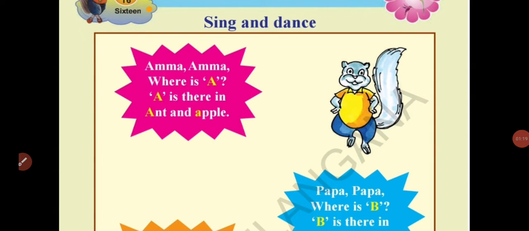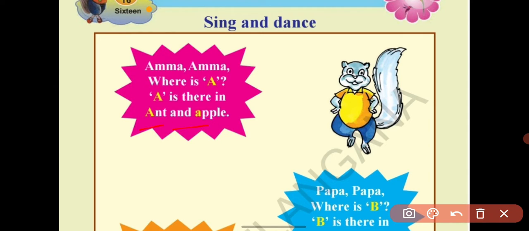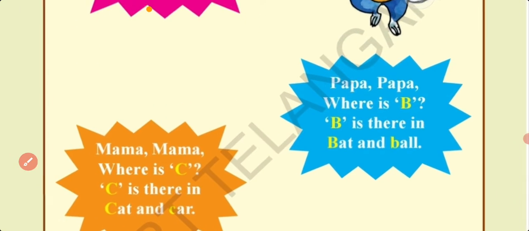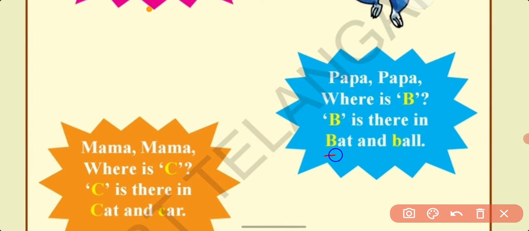Amma Amma, where is A? A is there in an apple. Papa, papa, where is B? B is there in bat and ball. Capital B, small b. Here is B.